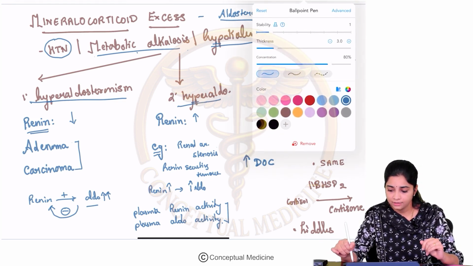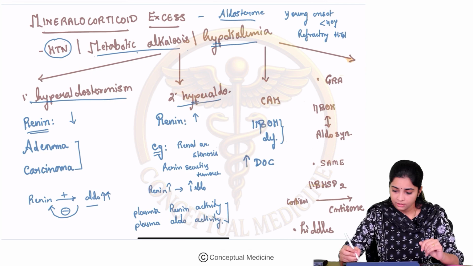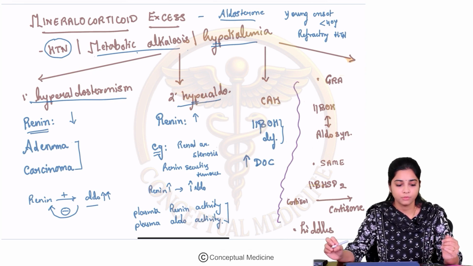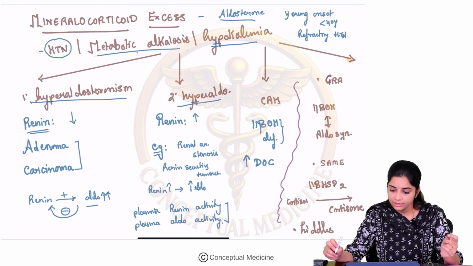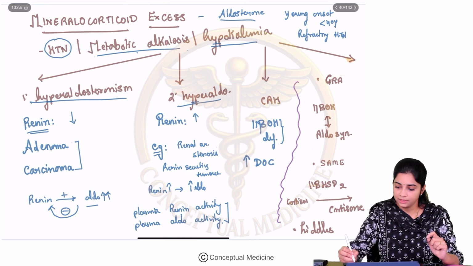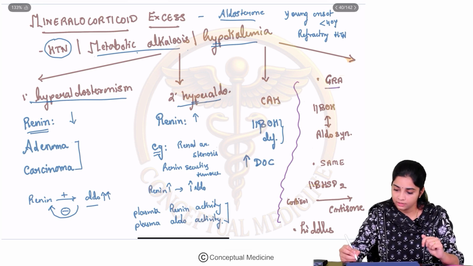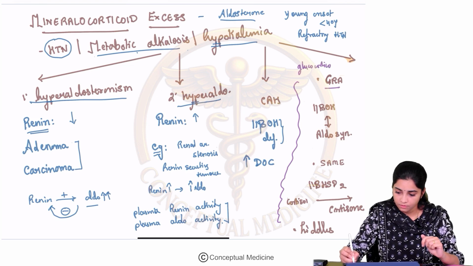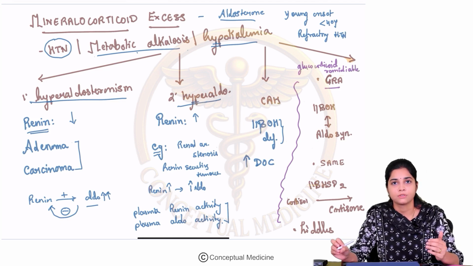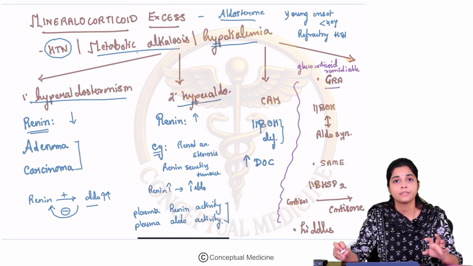Then what are those conditions called? Those are this group of conditions. So in this group of conditions, what are they? That is what we are looking at. One is GRA. GRA is glucocorticoid remediable hyperaldosteronism. As the name suggests, it is glucocorticoid remediable.